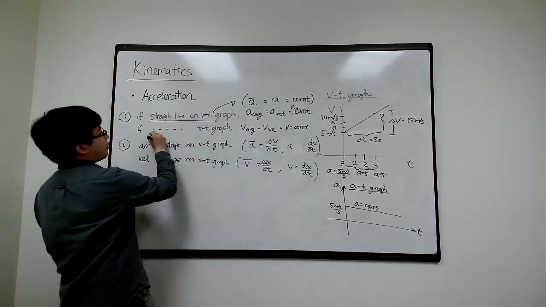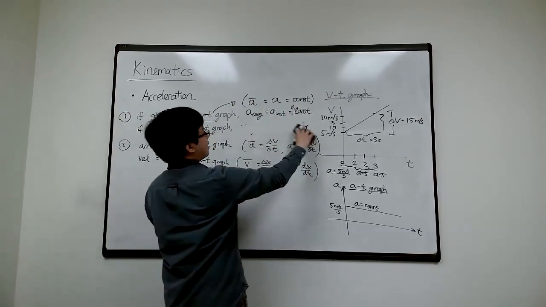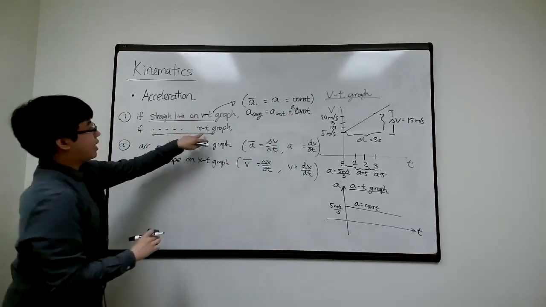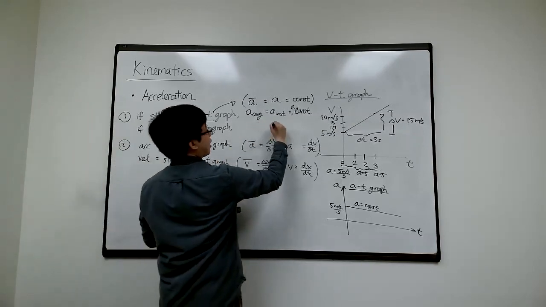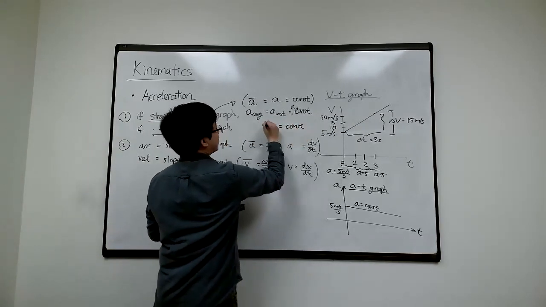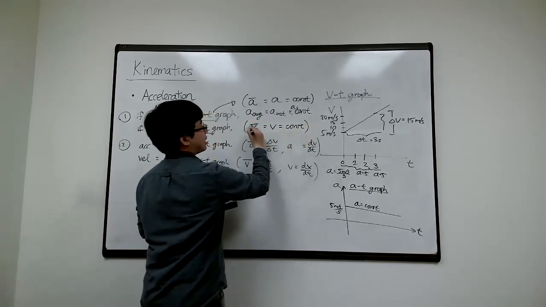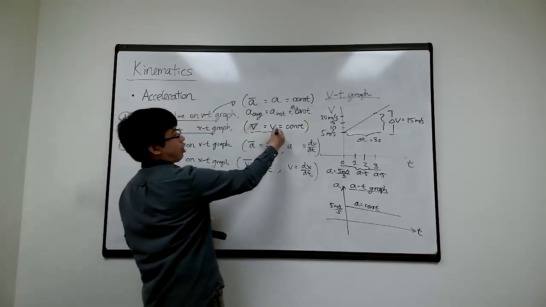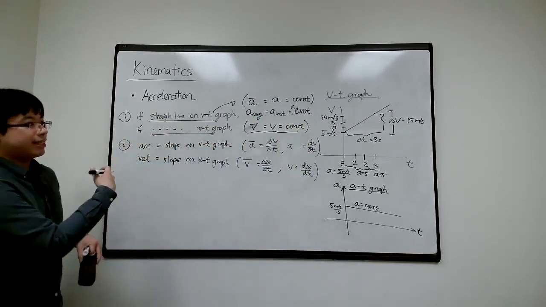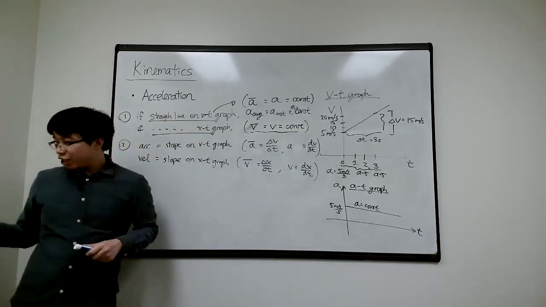And if you have a straight line on the xt graph, what does that mean? That means, well, the slope of that, right? That means V is a constant. And that means the average is the same as the instantaneous V, which is a constant number anyway throughout the time. Okay, all right.